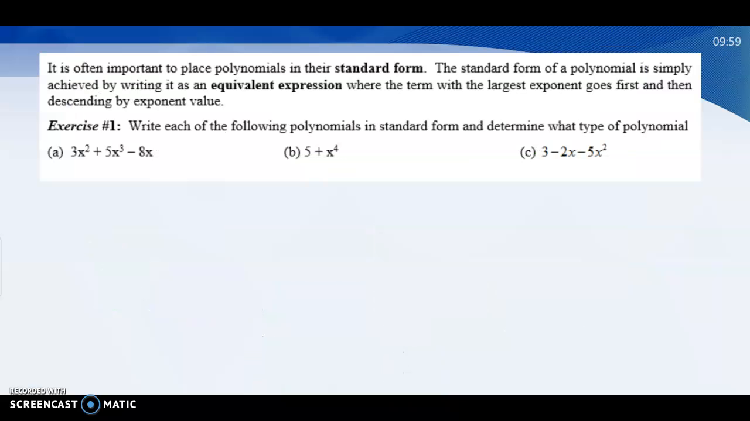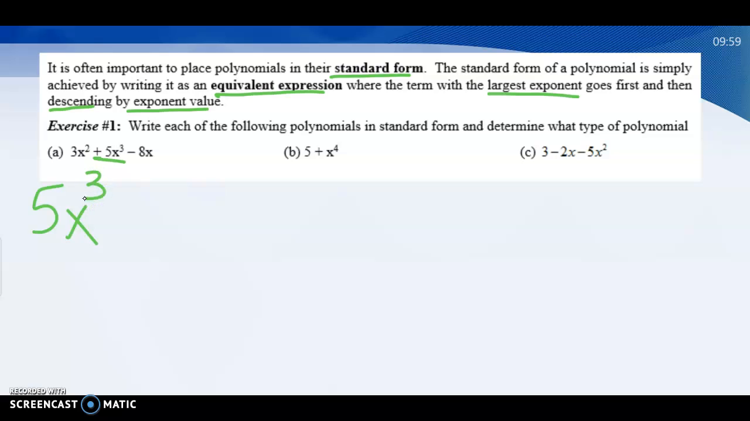So next page, hopefully you're seeing it nice and clear with my new clear touch and my note presentation. So standard form is often really important for polynomials, and standard form is simply writing an equivalent expression, so we're not going to change anything, where the largest exponent goes first and then descending, getting smaller by exponent. So pay no attention to the number in front, it's all about the exponent. So right here, 5x to the third is considered the largest term, so that's going to go first.